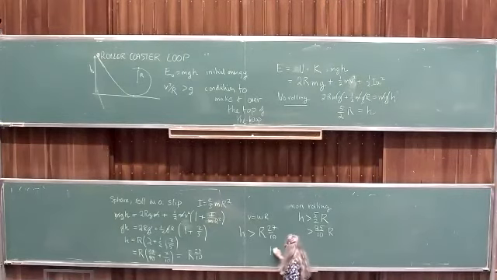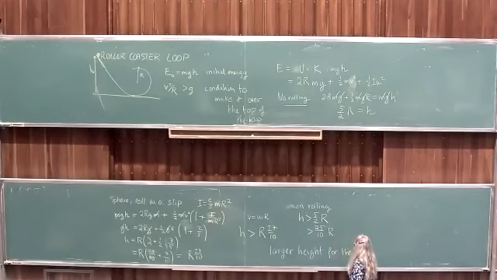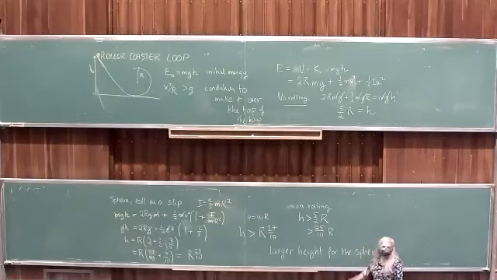So you have to have a larger height for the sphere. Which we're not surprised, right? Because we know that if you have something rolling, you're losing some of your energy that goes into rotation. So it's not surprising necessarily that you need to have a bigger roller coaster to get over the top of the loop.